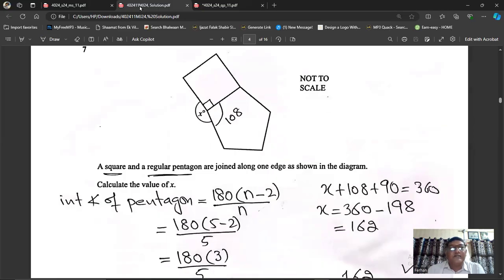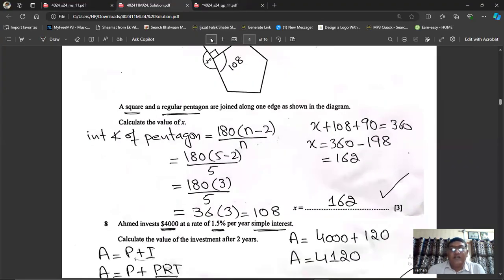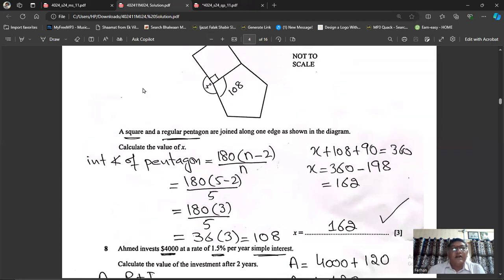So the internal angle of the pentagon will be 180 times (n minus 2) divided by n. So it will be 180 multiplied by (5 minus 2) divided by 5, that is 180 into 3 divided by 5. So 180 divided by 5 is 36, and 36 multiplied by 3 is 108. So this angle here is 108, the internal angle of the pentagon.